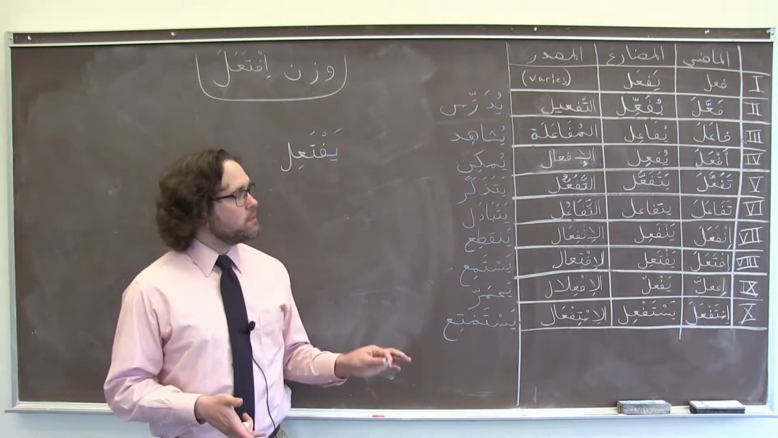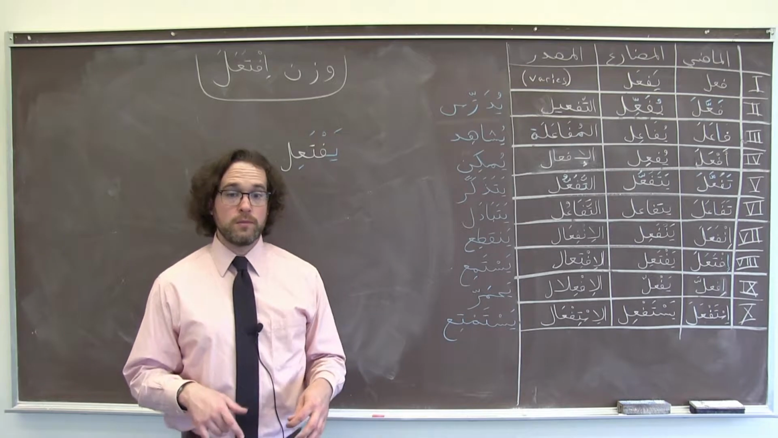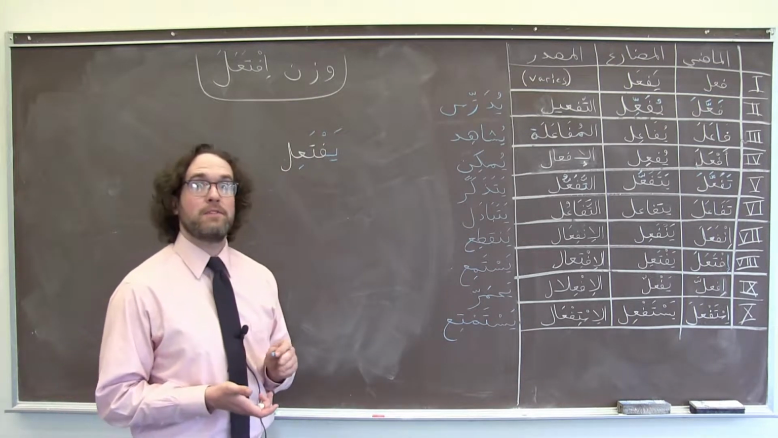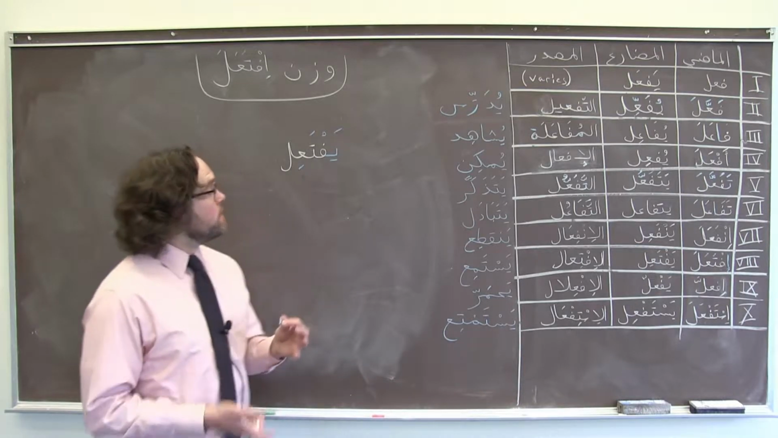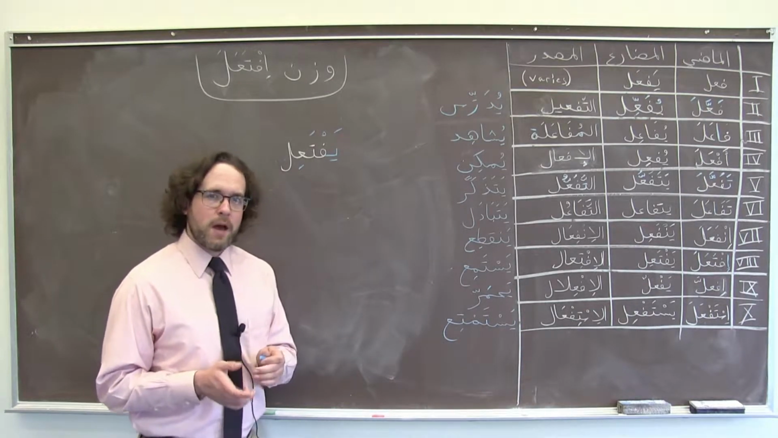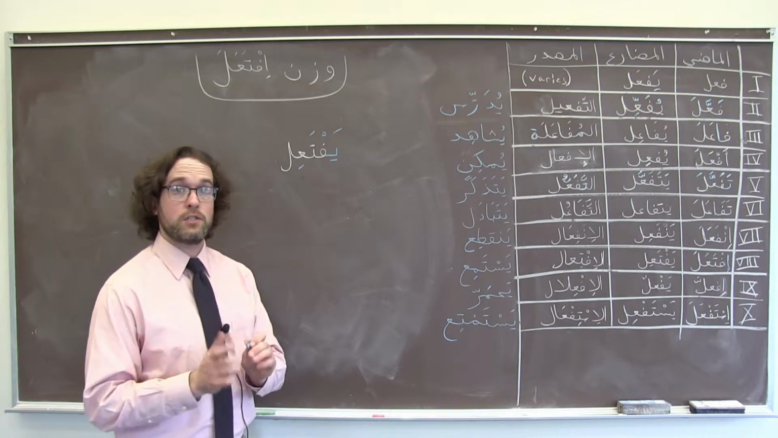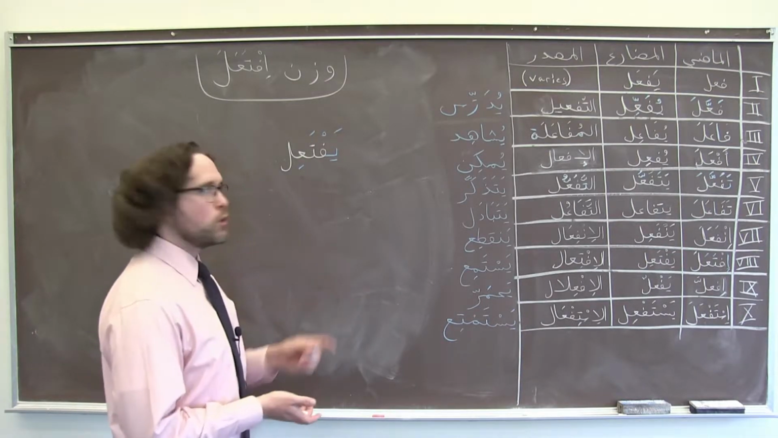Yafta'il. In terms of meaning, form 8 is kind of the grab bag of the awzan. It's a very common pattern. We get a lot of useful verbs from it, but there's no one consistent pattern of meaning that we can ascribe to it. In fact, a lot of the verbs that we get from this pattern are very close to, if not exactly synonymous with, the form 1 verbs. Here are a couple of examples.